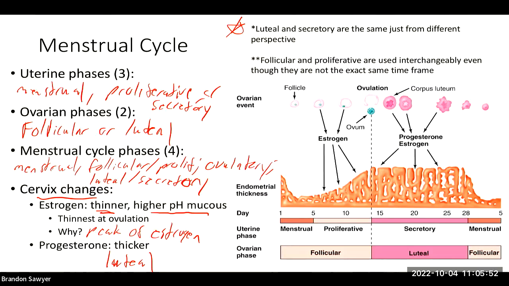Okay, so hopefully this image is helpful because it really shows everything time aligned, what's happening in the ovaries, what's happening in the endometrium, what we call those things, and you can see the primary hormones involved in those. We'll get into more detail here in a sec though. Okay, questions on any of that so far?